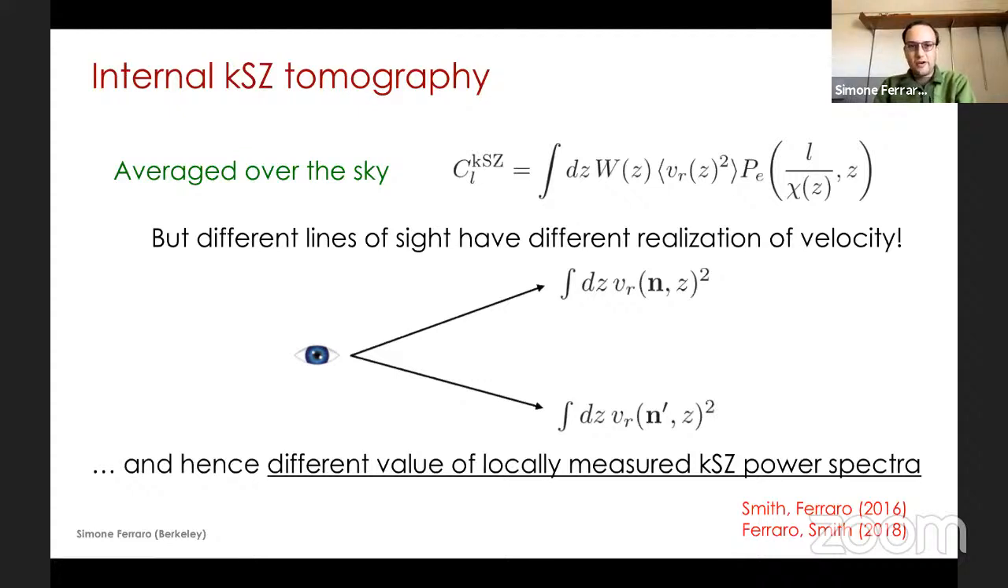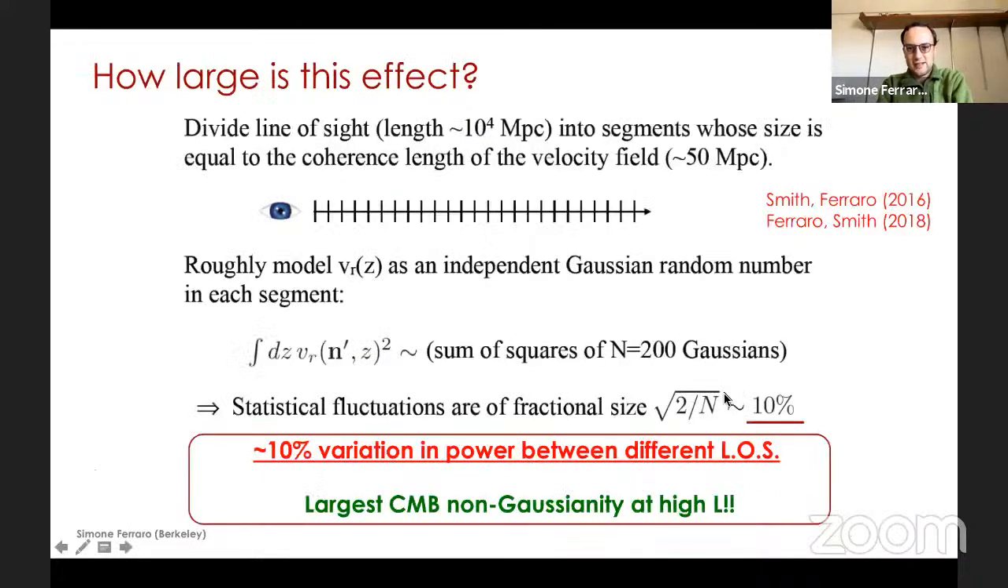So you see where we are going. We're going to try to measure some sort of non-Gaussian statistics of the KZ, and in particular, we'll claim that this non-Gaussianity is actually really large. Okay, and to see this, let's take this toy model.